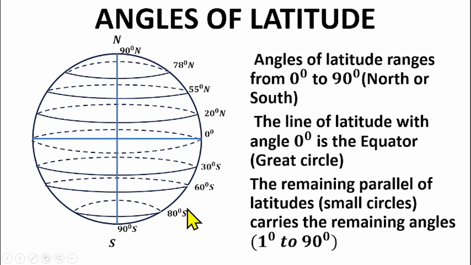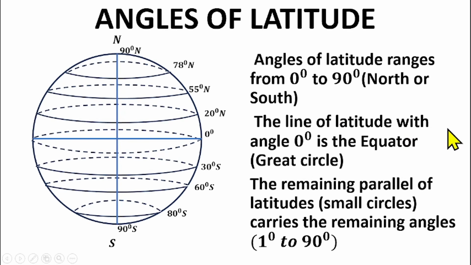So the first thing you need to know here is that the line of latitude carries angles from 0 to 90 degrees, either to the north or to the south. And the line of latitude that carries 0 degrees is called the equator. So anytime you are given a question on latitude and longitude, you should be able to identify which angle belongs to latitude and which angle belongs to longitude.